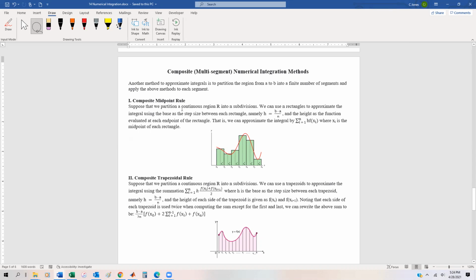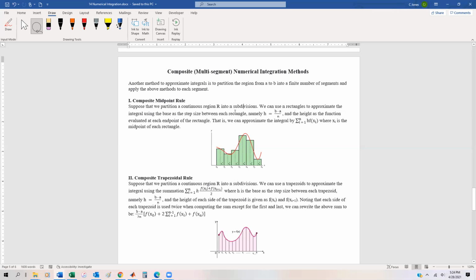But instead of just utilizing a single shape, such as a single trapezoid or a single rectangle, we're going to subdivide into n regions. We're going to find the area of each of those regions and add them up. Obviously, the more regions we get, the less overlap or underlap of error we're going to get with this. So it's usually better if we can get more subdivisions, but that means we're going to have to do more work.